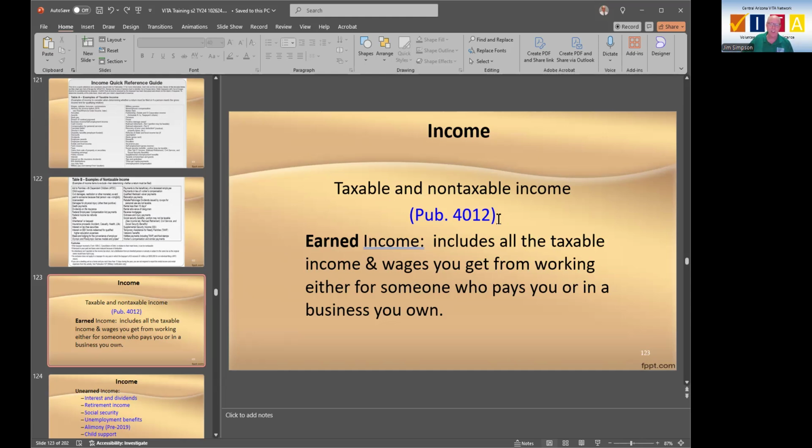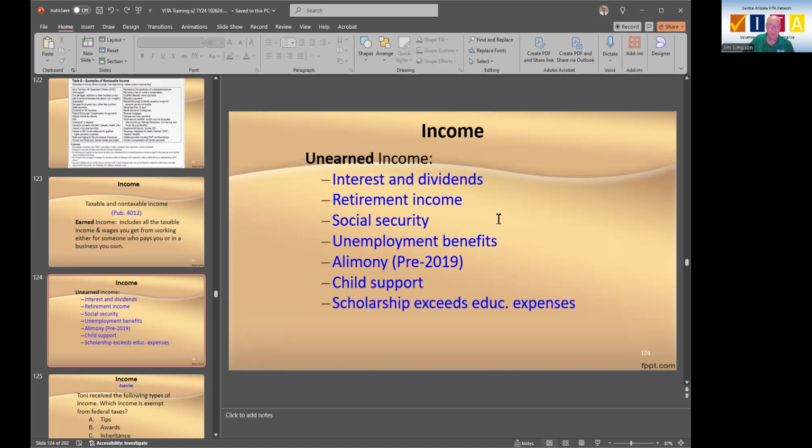That's the kind of distinction I want you to take away from this, okay? Unearned income is interest and dividends, retirement income, Social Security. You might say, well, man, I worked 30 years to get that Social Security. I earned it. But no, once you stop working and you collect Social Security, it's not earned income. Unemployment benefits, alimony, child support. Oh, scholarship exceeds educational expenses.